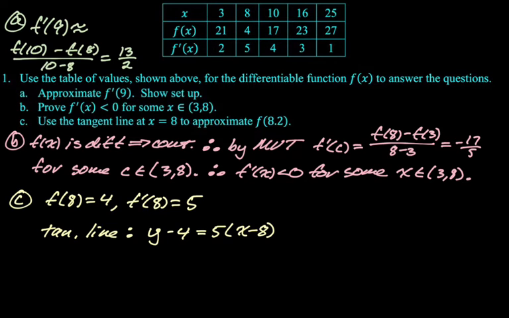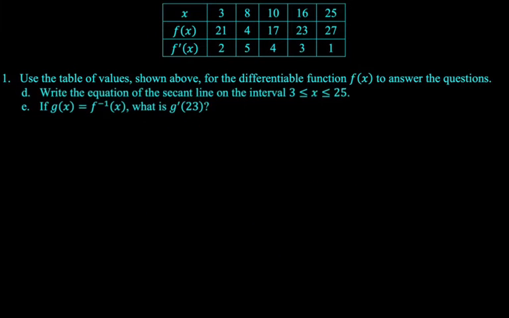And then we just plug in, right? Make sure you're saying approximately. f of 8.2 is approximately 4 plus 5 times 8.2 minus 8. So that's 5 times 1/5, which is 1. So we get 5.